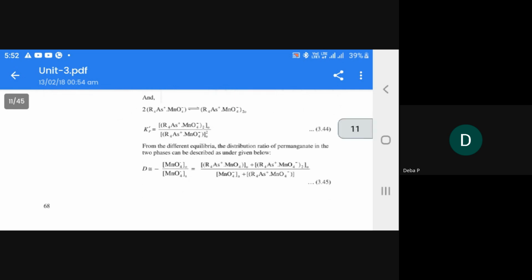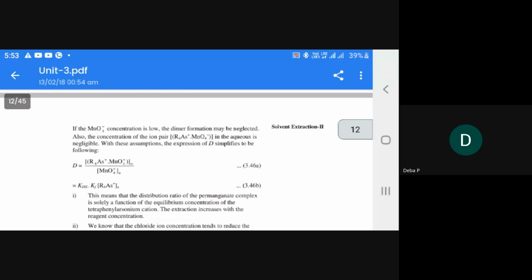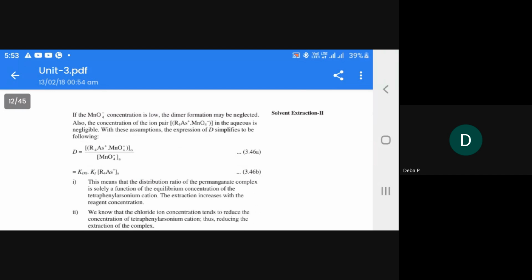Now, if the permanganate concentration is very low, the dimer formation may be neglected. Also, the concentration of the ion pair R4As+ MnO4- in the aqueous phase is also negligible. So, with these assumptions, the expression of D simplifies to this one as given in equation 3.46a, or if we put the value, it is equal to KDX into Kf into R4As+ concentration. This means that the distribution ratio of permanganate complex is solely a function of equilibrium concentration of the tetraphenyl arsonium cation R4As+. The extraction increases with reagent concentration.